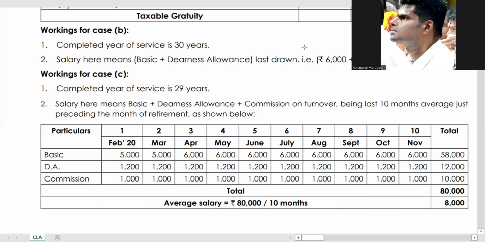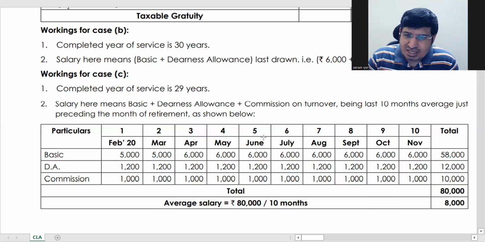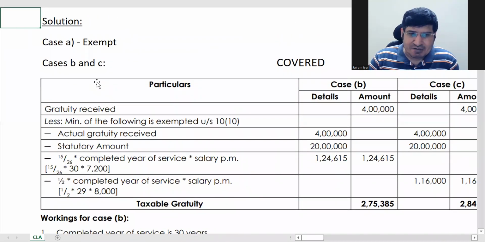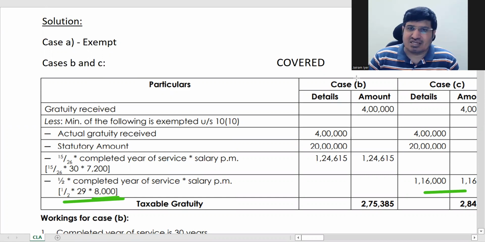So this is how we'll compute the average salary of 8,000. Now you got the average salary. Our main problem is solved now. This was our main working, correct? We only needed this figure that we have calculated now. Now multiply these three, you will get this. Okay, understood?